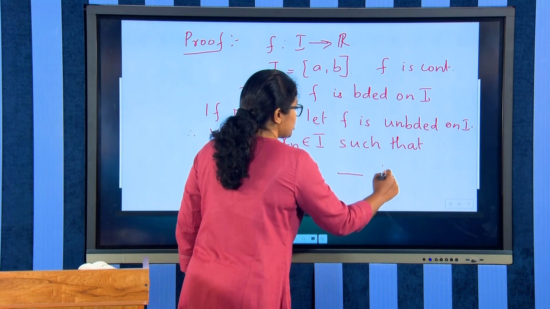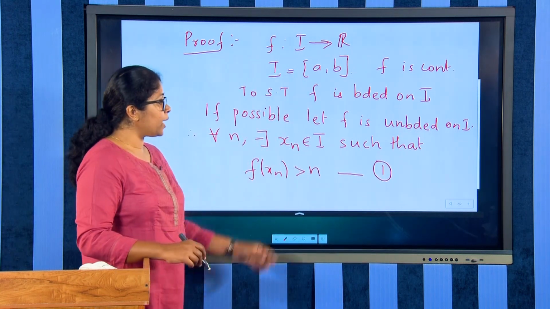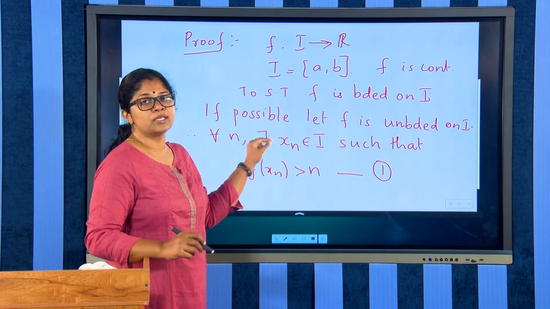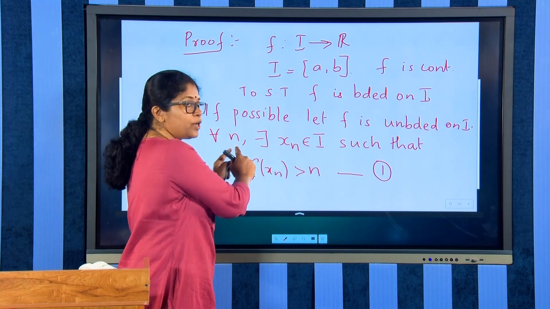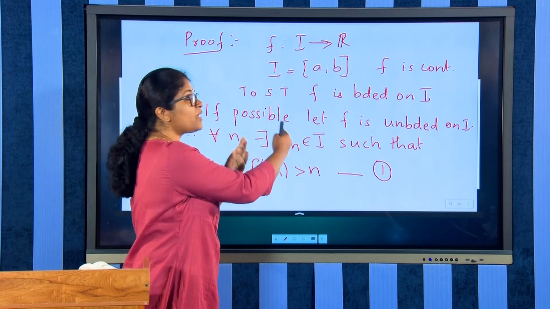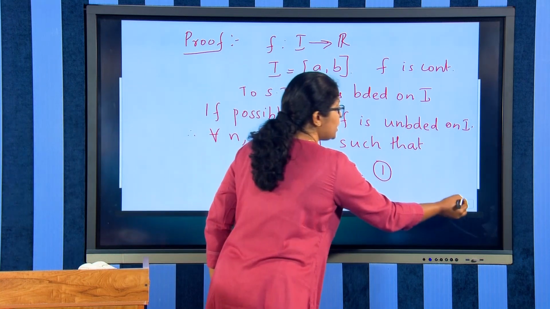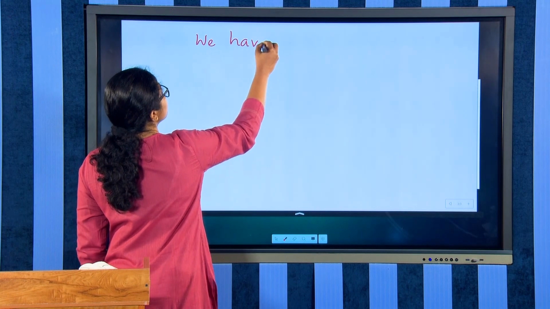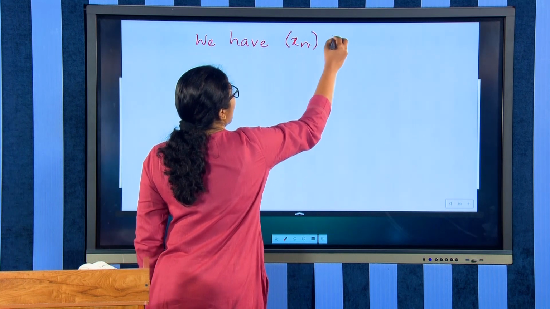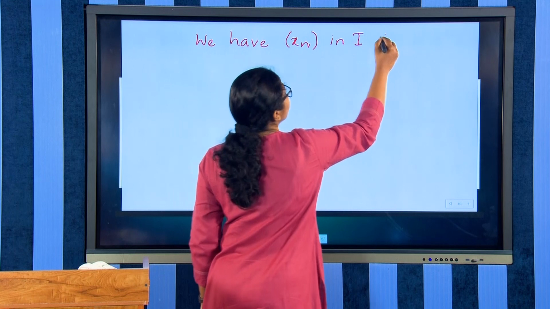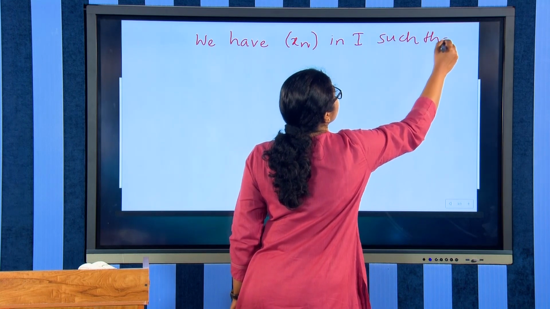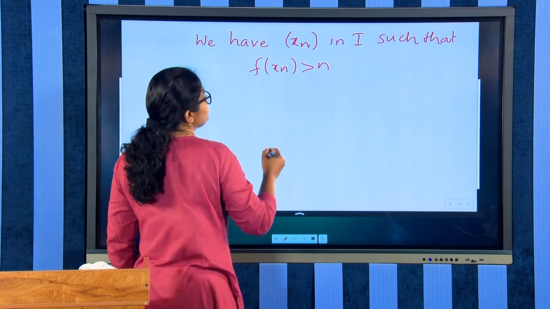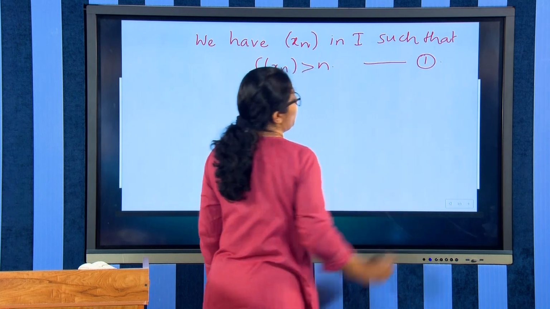Name it as equation number 1. And where does this sequence xn belong to? Corresponding to every natural number we have a point. Corresponding to 1 we have an x1, corresponding to 2 we have an x2, corresponding to 3 we have an x3. So, we have created a sequence xn in I such that f of xn is greater than n. That is our condition number 1 in other words.